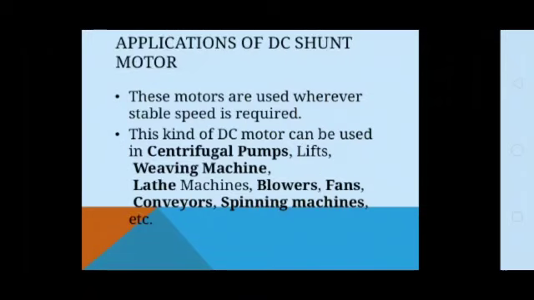Next point, application of DC motors. These motors are used wherever stable speed is required. This kind of DC motor can be used in centrifugal pumps, lifts, weaving machines, lathe machines, blowers, fans, conveyors, spinning machines, etc.